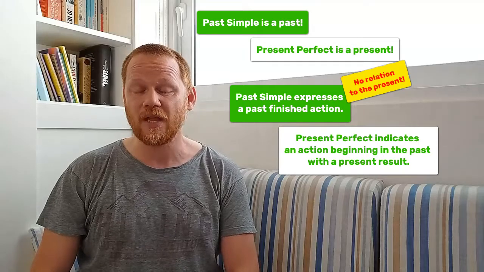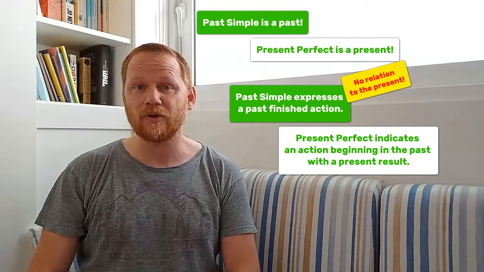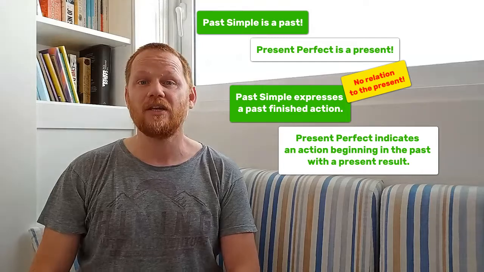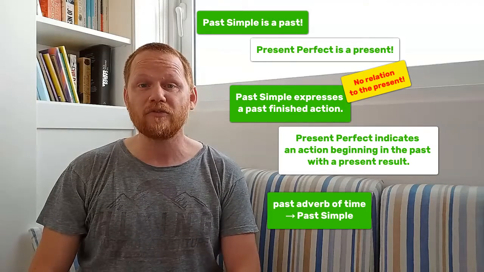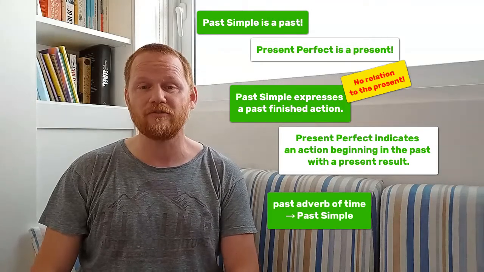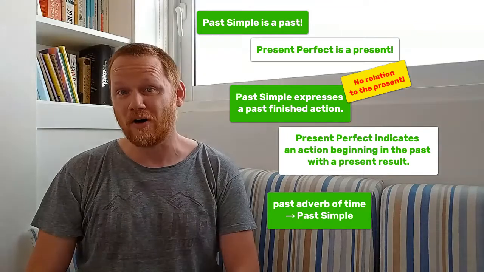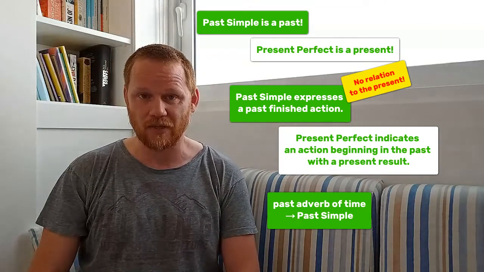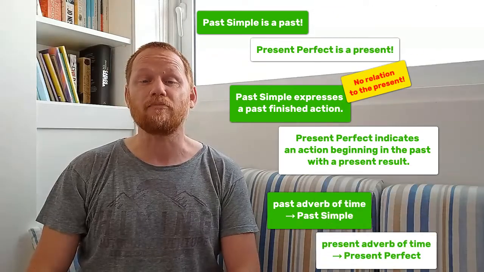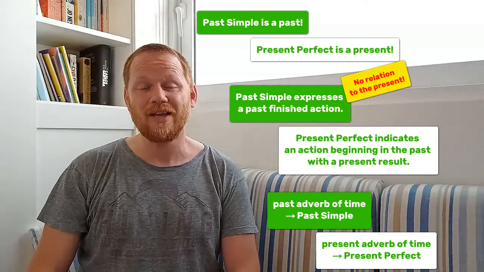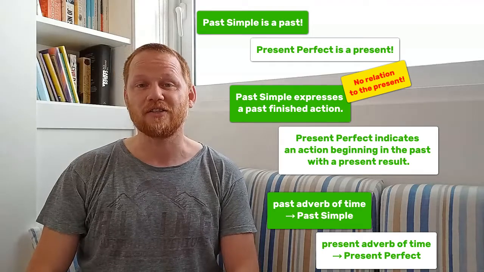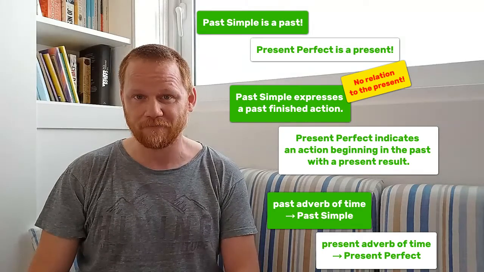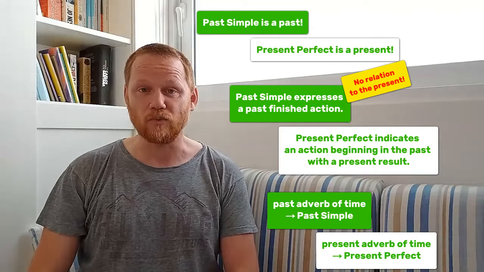Now, secondly, when you use an adverb of time, it's very easy. If your adverb of time is a past adverb of time, you use the past simple. Okay? When your adverb of time is a present adverb of time, then you use the present perfect. Okay? And then signal words.